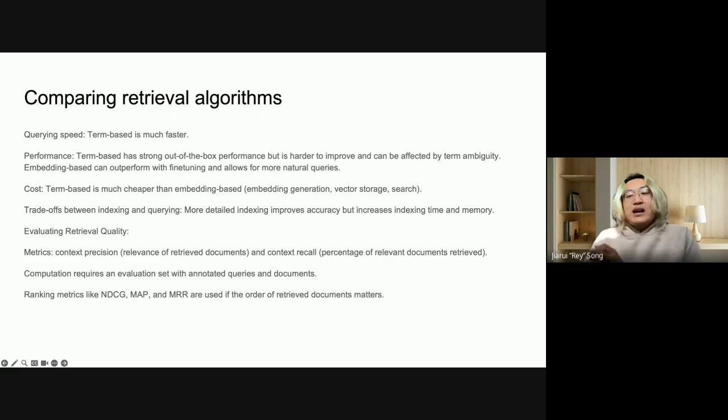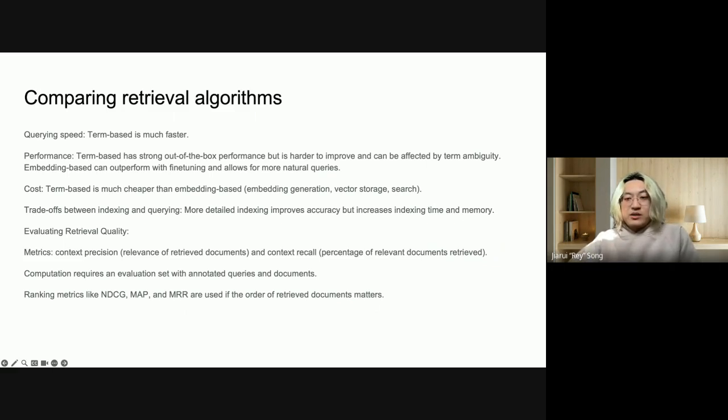Now, how do we actually know if our retrieval is any good? There are several metrics for evaluating retrieval quality. The first one is context precision. This tells us what percentage of the retrieved documents are actually relevant to the query. Another metric is context recall. This measures what percentage of all the relevant documents in our database were actually retrieved. Calculating recall can be more challenging in production as it might require knowing all relevant documents.